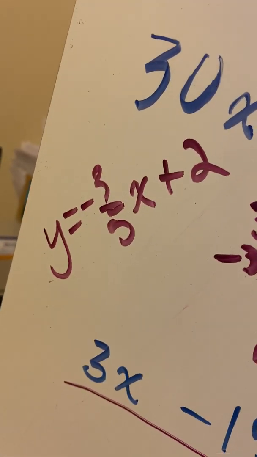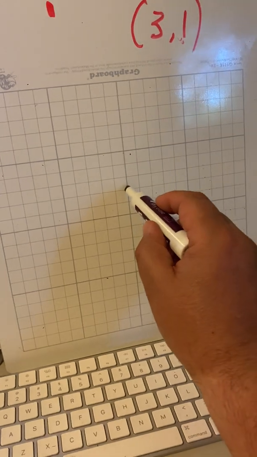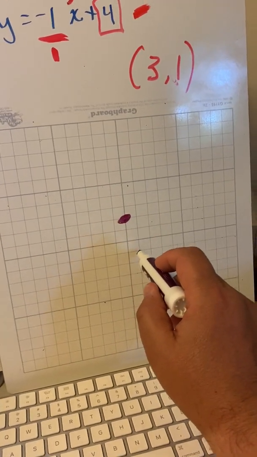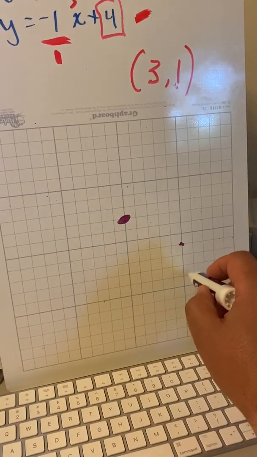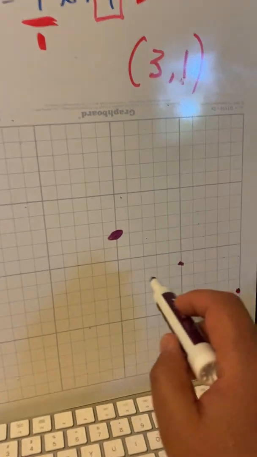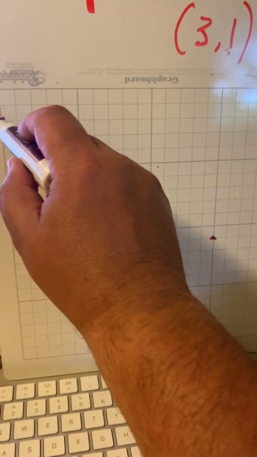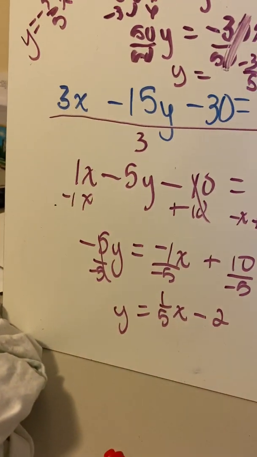Let's graph them. Let's graph this one first. Crosses the y-axis at 2. And it's got a negative 3/5 slope. Down 3, right 5. Down 3, right 5. Or up 3, back 5. Up 3, back 5. I've got those points for this first one. Let's do the second one.